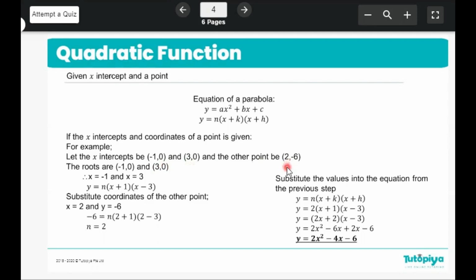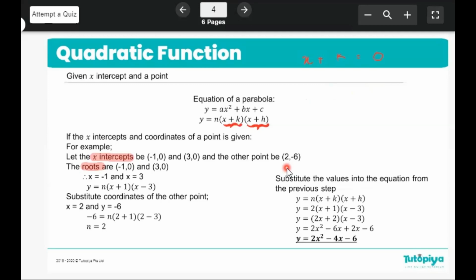And the coordinate of the other point is 2, -6. Now, remember that when we have been given the x-intercepts, we can also call them the roots of our function. And what this basically tells us is that if I look at x plus k and x plus h, x plus k would give me the value of 0 at a root, as well as x plus h should give us the value of 0 at our second root if it's available.